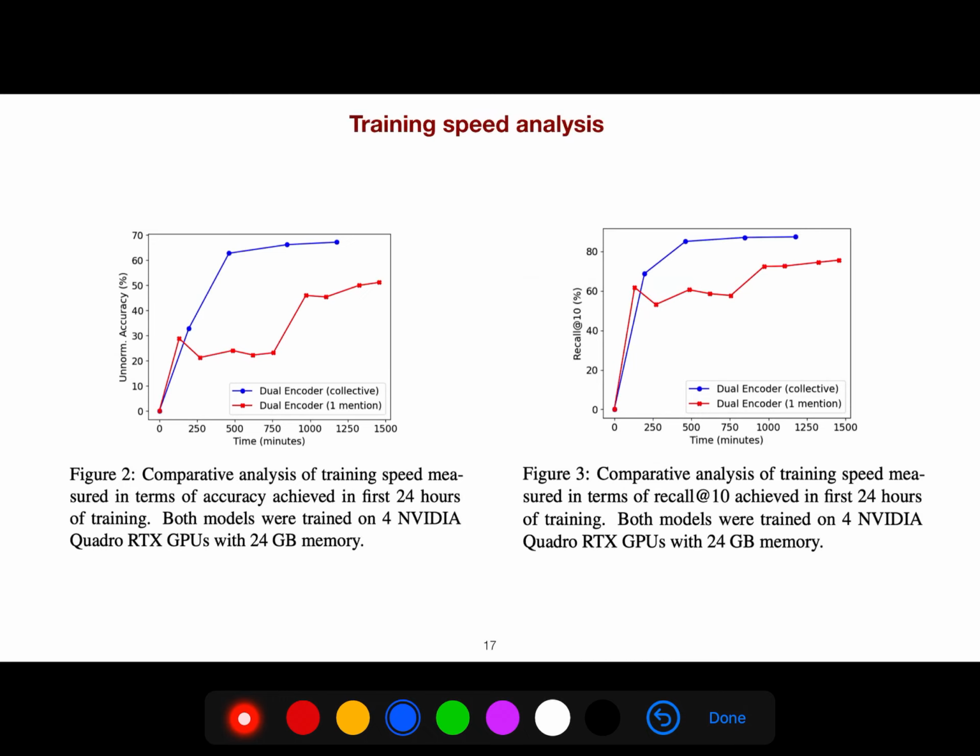But what is significant in this paper is that they have done it very fast, because instead of just one mention, we train all mentions at once, and going from one mention to another mention is too slow. So you see that it takes more time. This red one is just one mention. You see it takes around more than 1,250 minutes. But this one ends at less than 1,200.